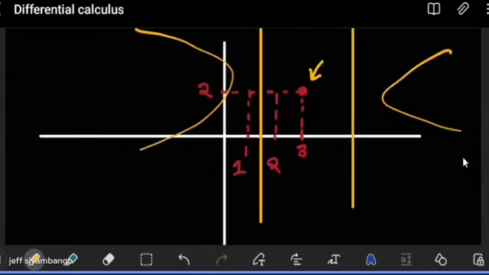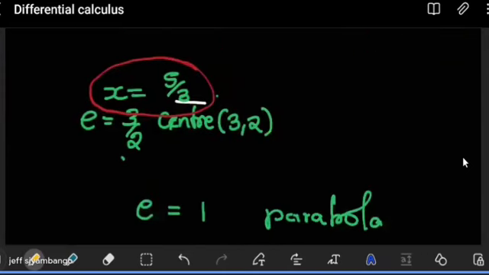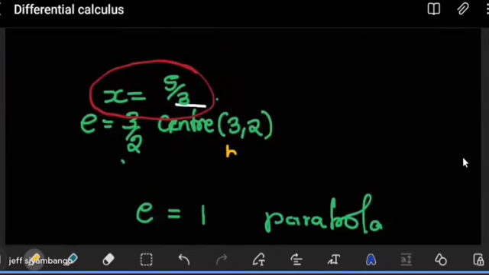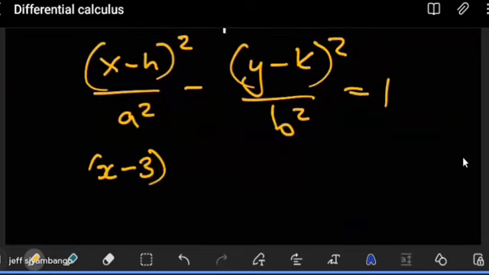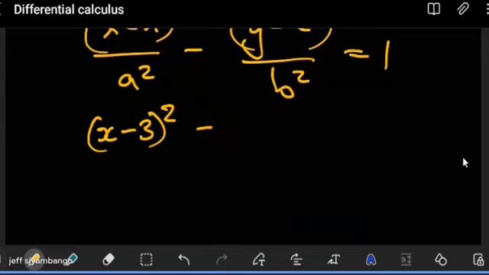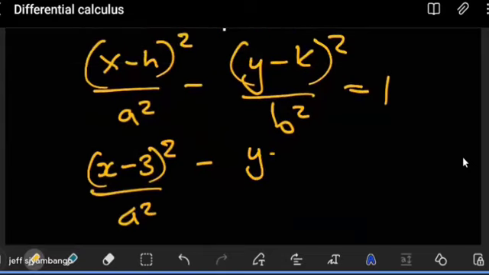From the fact that the center has been given as (3, 2), we conclude that this is our h and this is our k. So the center has been translated. So this is (x minus 3) squared over a squared minus (y minus 2) squared over b squared equals 1.